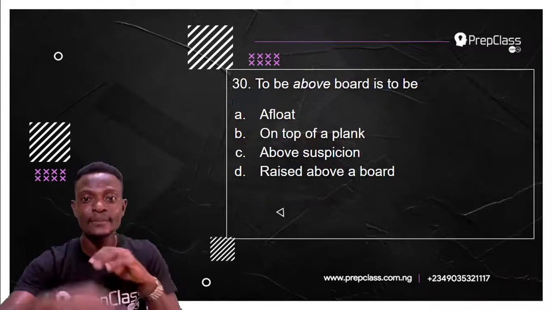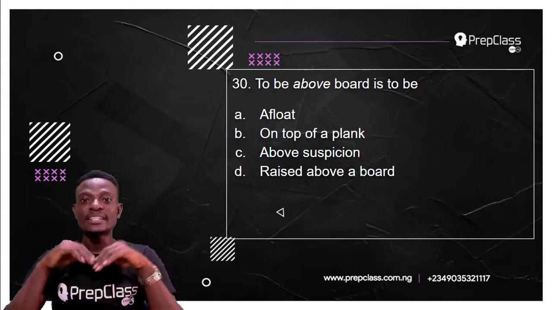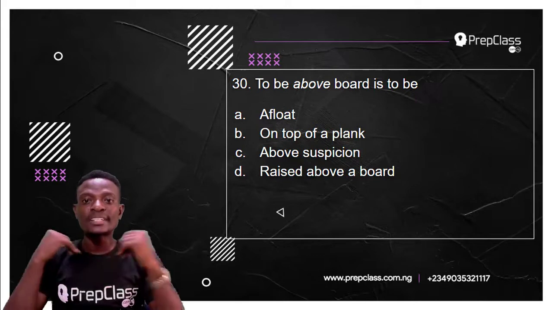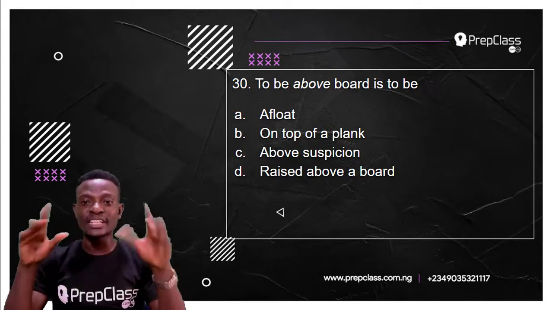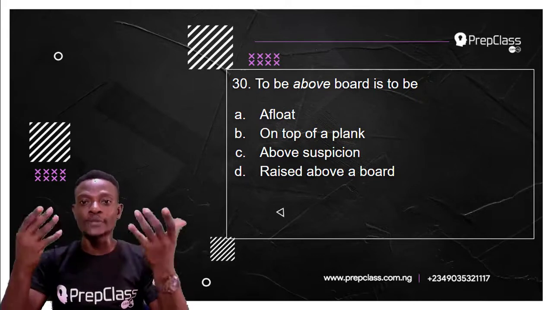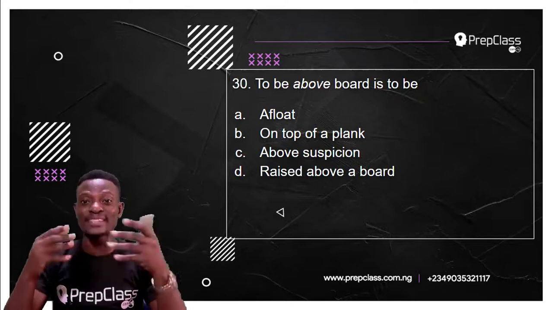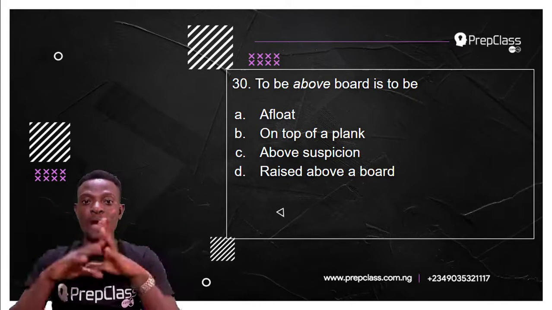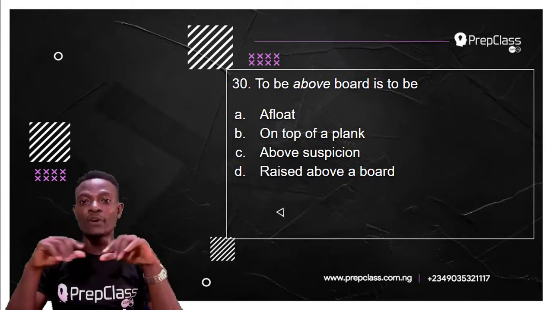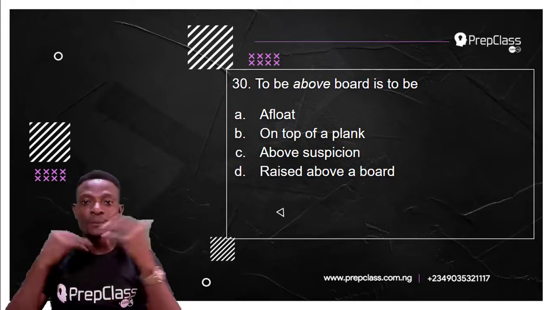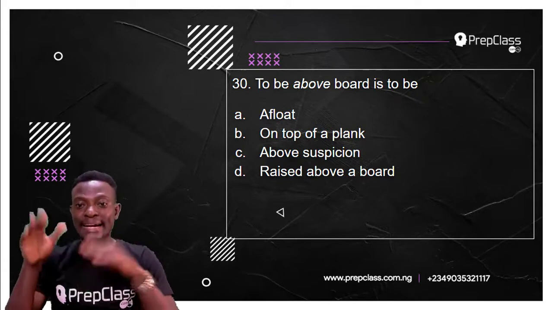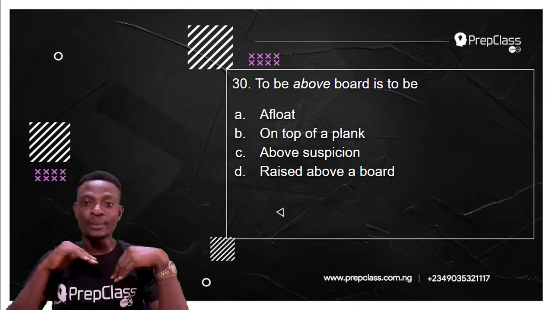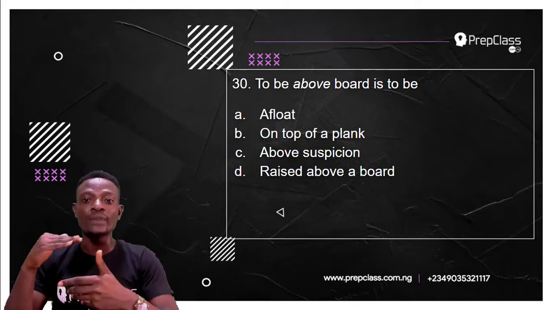Question number 30. Question 30 reads, to be above board is to be dash. Remember, we have to select the option that is nearest in meaning to the word or the phrase in italics. Now, the phrase in italics here is above board. The options we have are A. Afloat. To be above board is to be afloat. B. To be above board is to be on top of a plank. C. To be above board is to be above suspicion. D. To be above board is to be raised above a board.